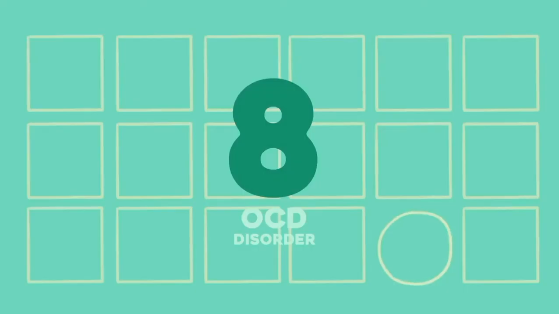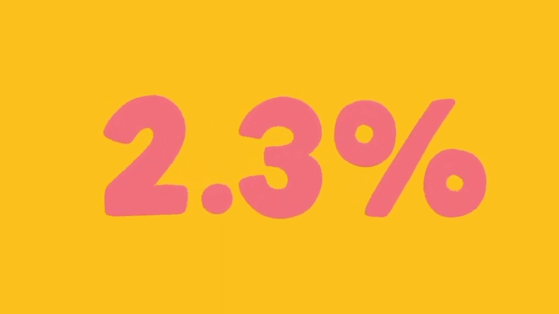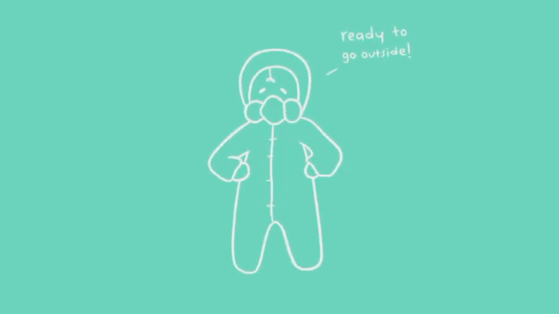8. Obsessive compulsive disorder. If obsessive compulsive disorder, OCD, is a type of anxiety disorder, why did it make the number 8 spot? Simple. Professionals say 2.3% of individuals will qualify for a diagnosis of OCD during the course of their lifetime. What's the first thing you think of when you think of someone who suffers from obsessive compulsive disorder?